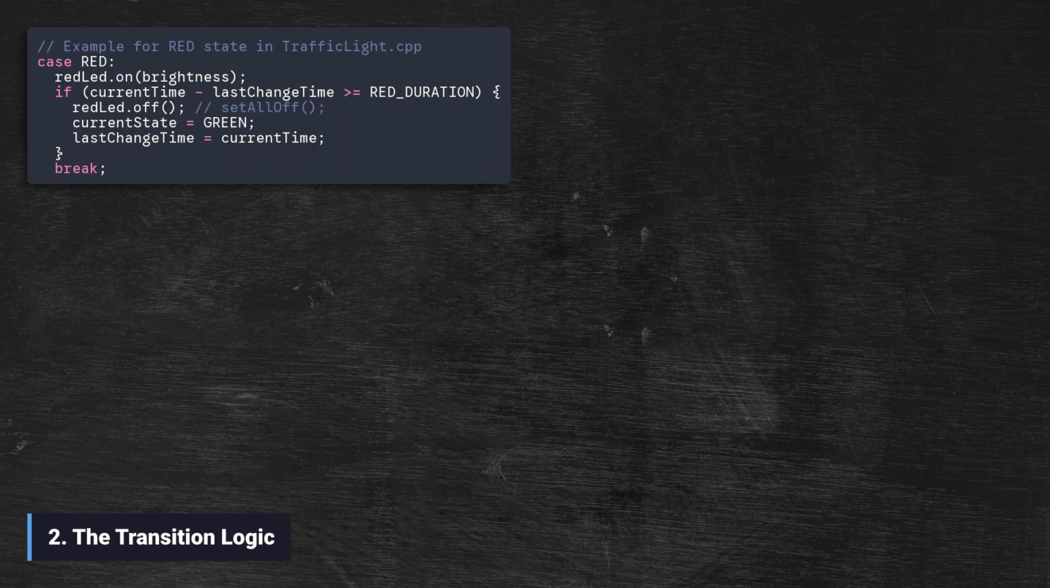Inside the update method, we compare the current time with lastChangeTime. If the elapsed time exceeds our duration, we perform 3 steps. First, turn off the current LED. Second, switch the state variable to the next color. And third, update lastChangeTime to the current time.